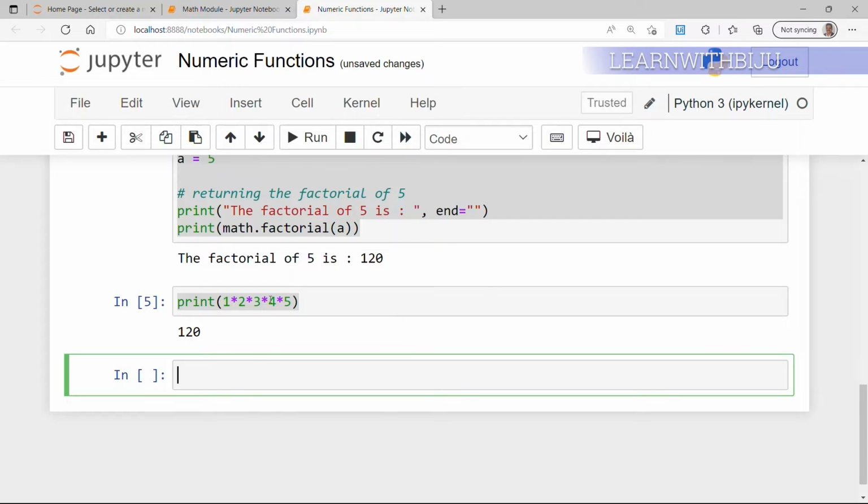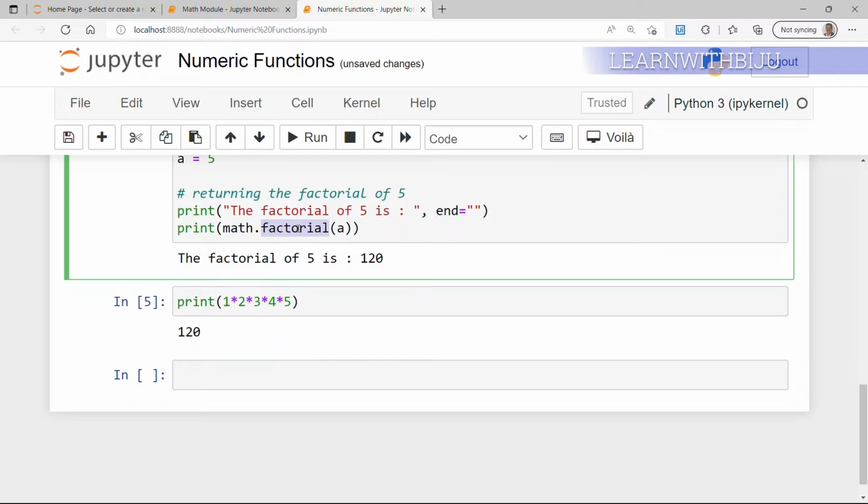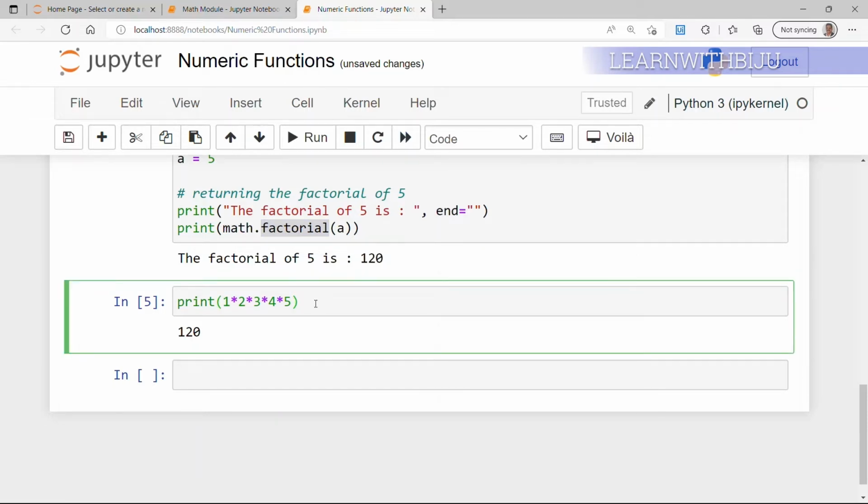So instead of calculating the product of 5 and all the integers below 5, I can just simply use math.factorial. Then I'm going to get the value 120. So both printing 1 into 2 into 3 into 4 into 5 is equal to math.factorial of 5. Understood?